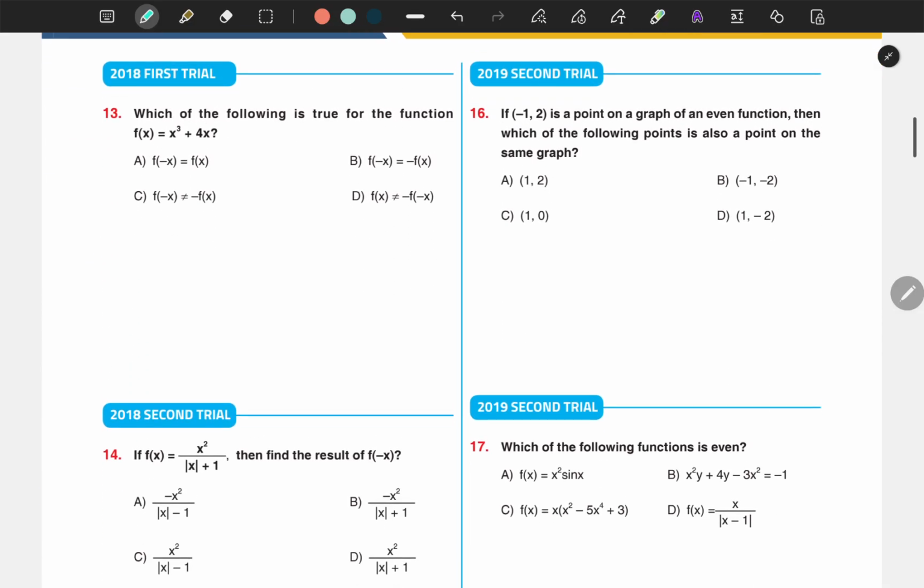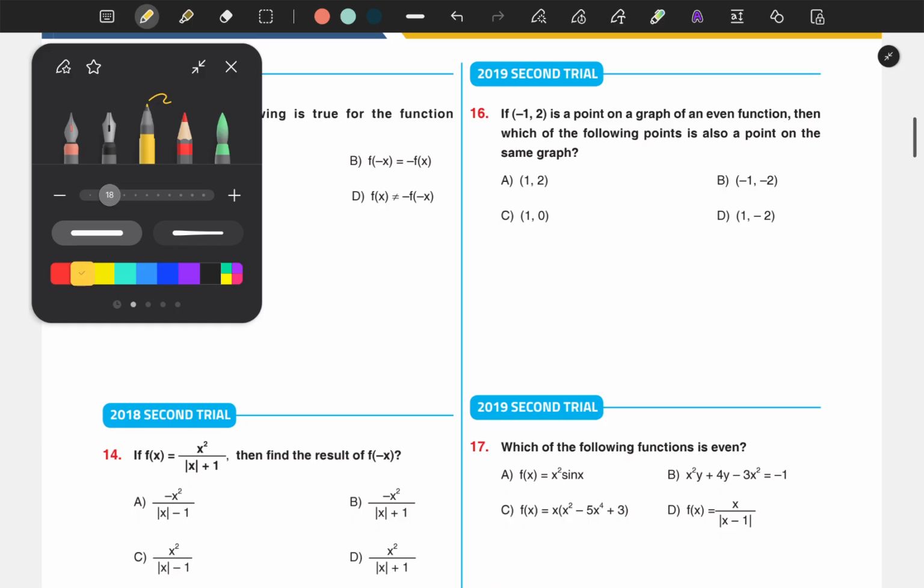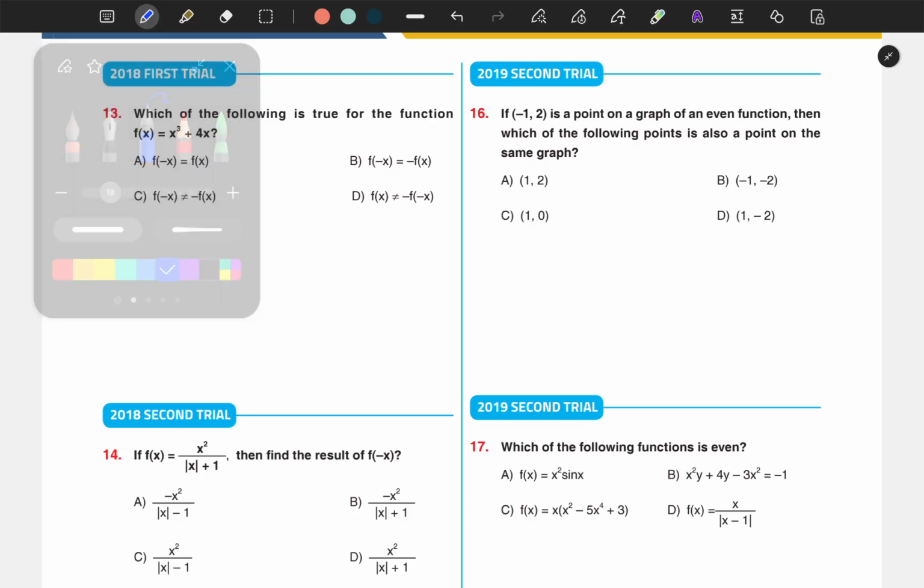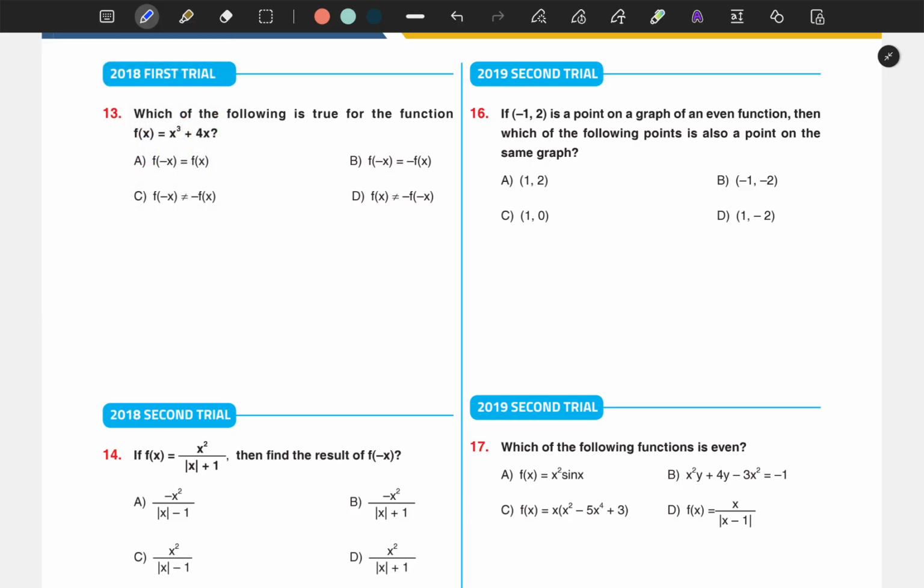Okay, next example. Which of the following, let me use this one, this is better. Which of the following is true for the function of this one? Guys, when you look here, my function is odd. What's the result of this one? Odd. What's the definition of the odd? B, isn't it? Because we solved this one in the classroom.